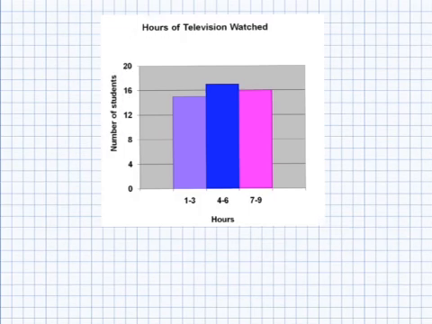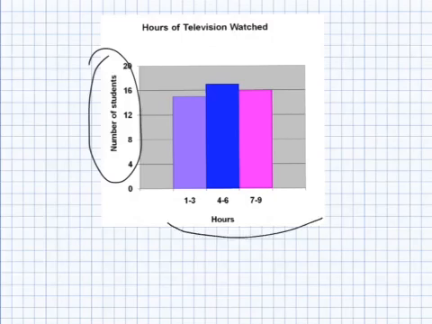Okay, now we have a histogram. A histogram is very similar to a bar graph in that, of course, it uses bars, it represents information visually. There's a y-axis, right? We can see the y-axis here, the number of students. There's an x-axis. The difference is that there are no spaces or gaps between the bars. And the reason for that lies in the type of information that's being displayed.